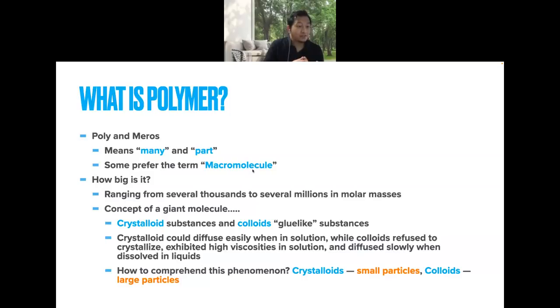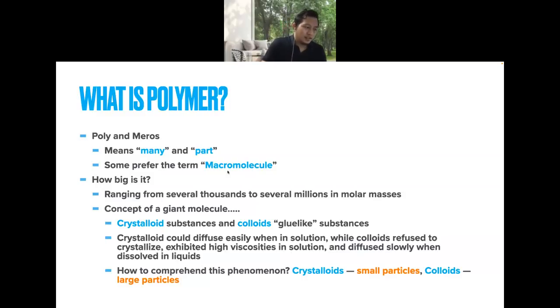People had already learned about rubber, but they didn't know the term polymers yet. They already knew rubber and how they could make some plastic. But the term polymers was not yet developed. And they still saw this as a colloid, like it has a crystalloid substance and it has a colloid substance.